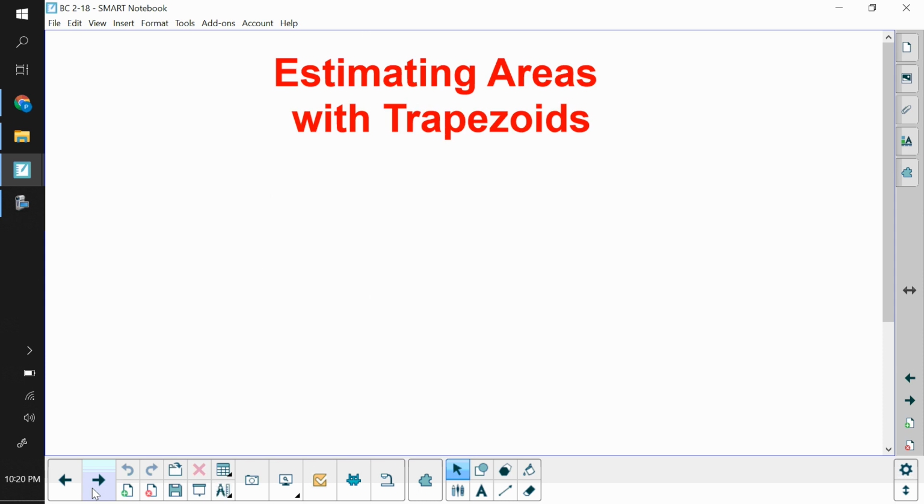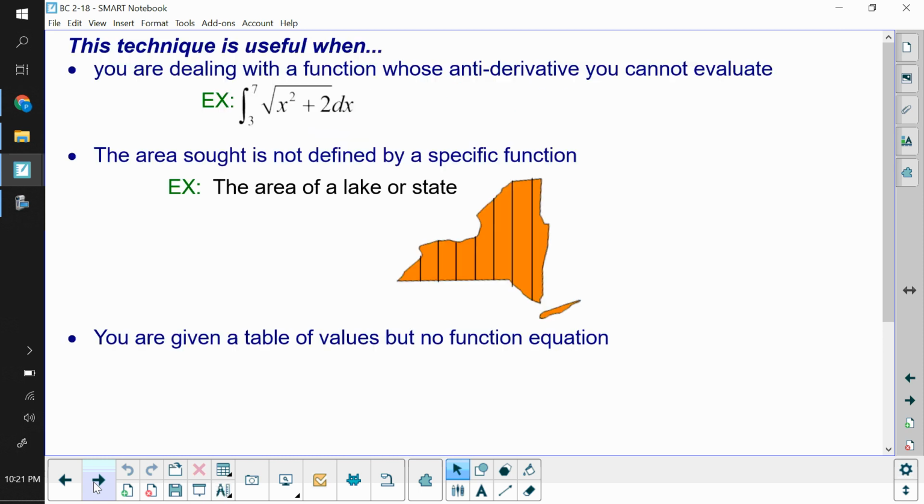So today's topic is we're going to estimate areas with trapezoids. This is in your white notes packet. It should say 2-18, and it's probably some of the last pages in that packet. And this is likely the first page there. We'll need calculators for at least one problem today as well, so you can be taking those out.